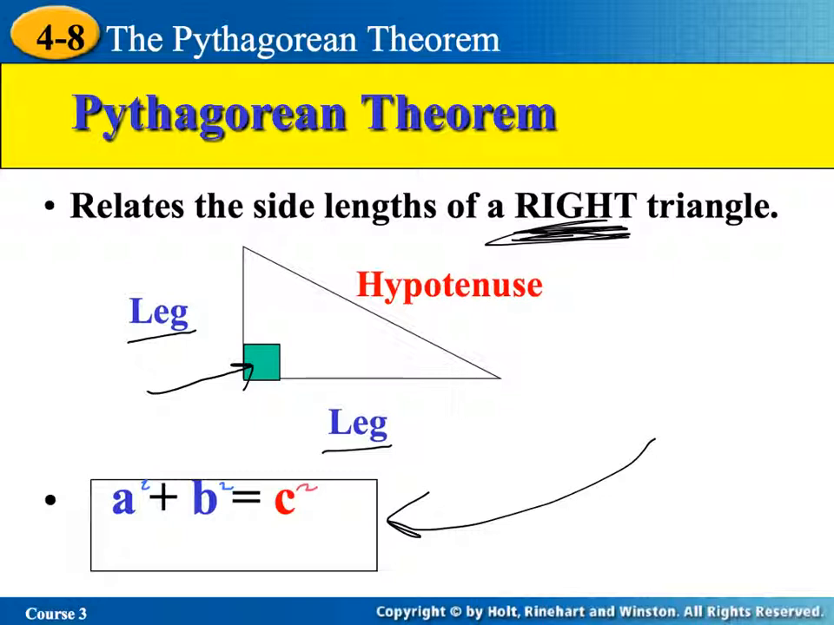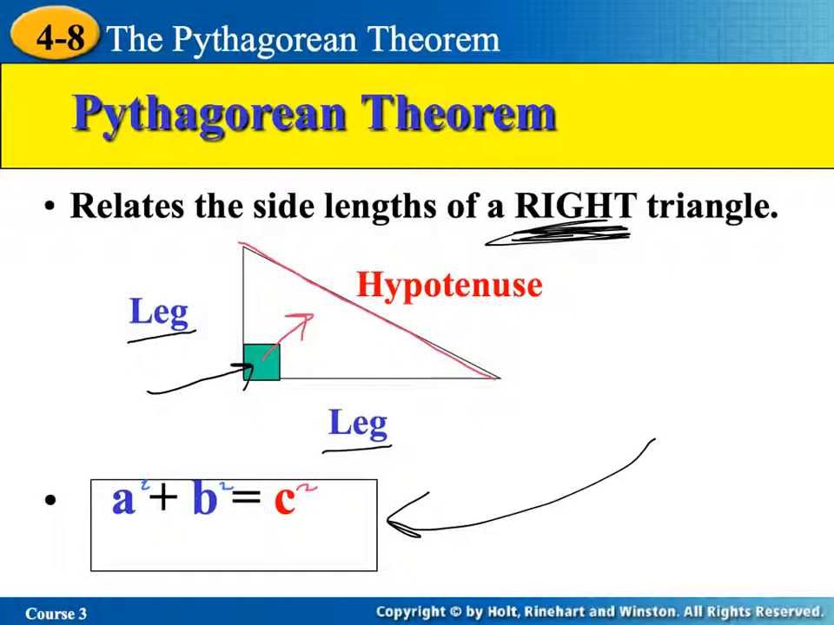The hypotenuse is the longest side, the side opposite our 90-degree angle. Notice my 90-degree angle is here, and opposite it is my hypotenuse. The other two are known as legs. This theorem works only with right triangles, and it's a squared plus b squared equals c squared. That's the Pythagorean theorem.